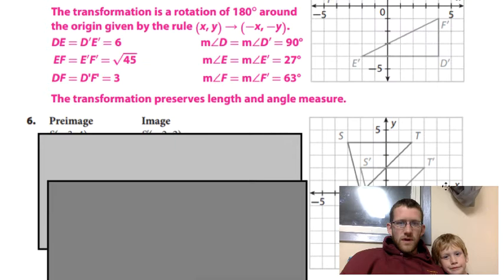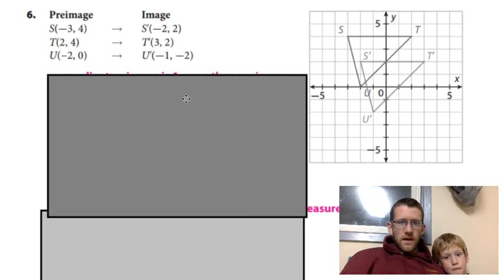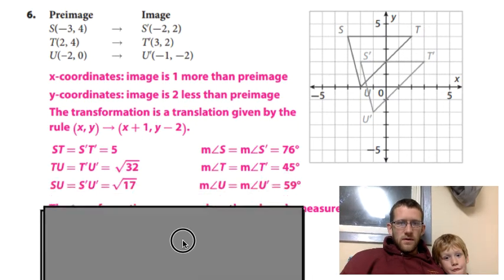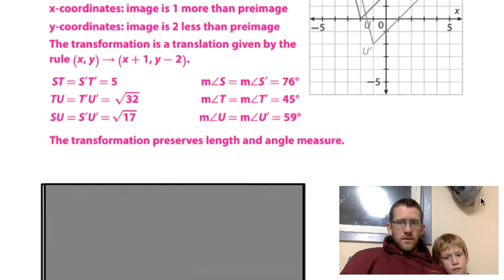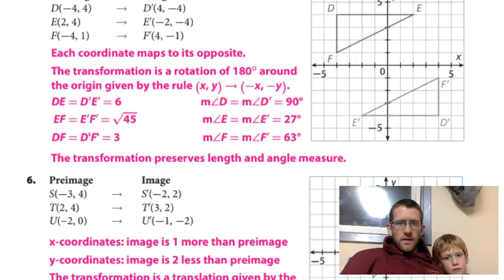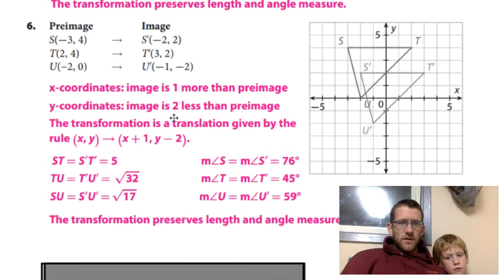Okay, so hopefully you got the rule, (-x, -y). And for number 6, hopefully you got the rule (+1, -2). The first one here, they both preserve length and angle measurements, and you should be able to prove it using the distance formula, or the distance of the sides.